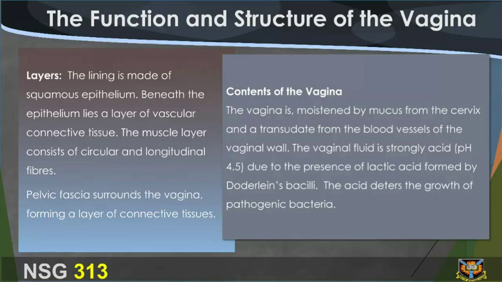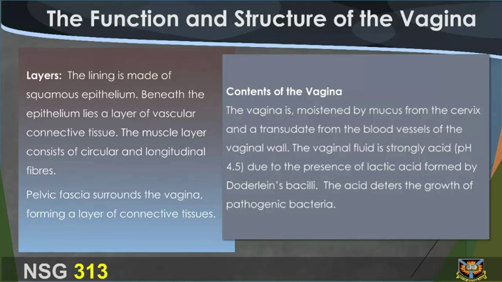Layers. The lining is made up of squamous epithelium. Beneath the epithelium lies a layer of vascular connective tissue. The muscle layer consists of circular and longitudinal fibers. Pelvic fascia surrounds the vagina, forming a layer of connective tissue.